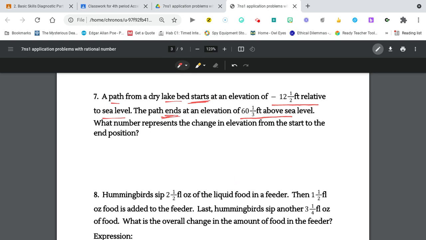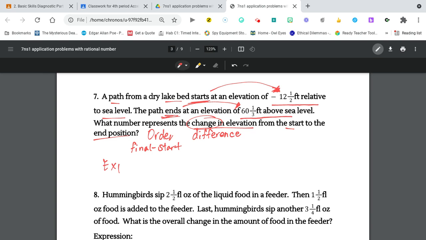So what number represents the change in elevation from the start to the end? Yeah, that's order. And it's asking about change, which is just difference, guys. So I have to figure out, where did I start? Well, I started at negative 12.5. If I want to find a change from one position to another, I just subtract. And it ended right here. So since it's order, I'm going to start off with the final number minus the start number.